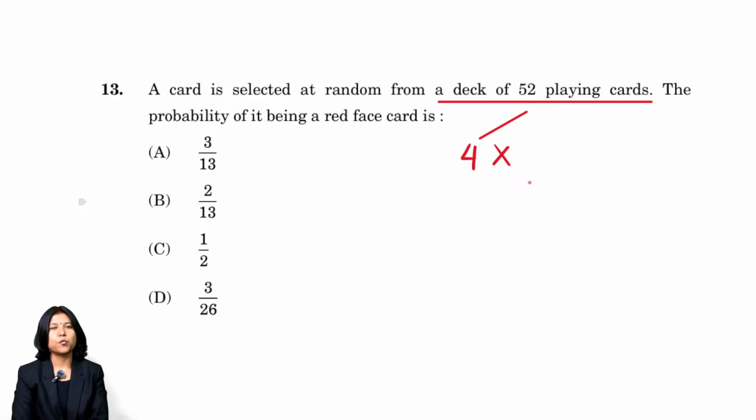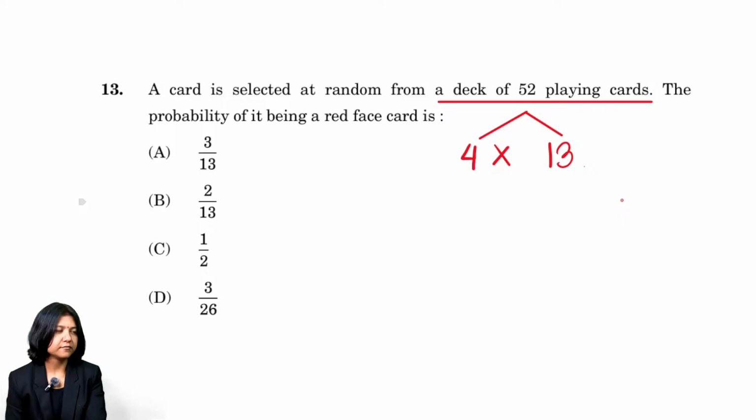We don't have 1. Instead of 1, we have Aces, right? And then you have the last 3 after 10. You have the last 3 cards, the Jack, Queen and King. These are the face cards. I think you know that. So, the question is asking you to find the probability of being a red face card.